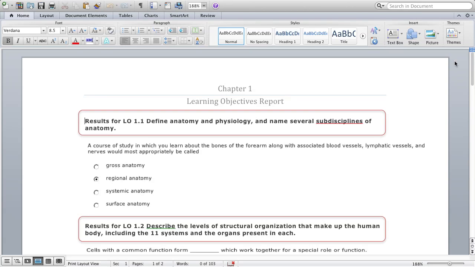because what it's asking you is to look at the forearm in general. And you're looking at the bones alongside the blood vessels, the lymph vessels, and the nerves in just the forearm. So when you're looking at that question, it's asking you for multiple systems and it's telling you a region. So the most appropriate answer for this question would be regional anatomy.